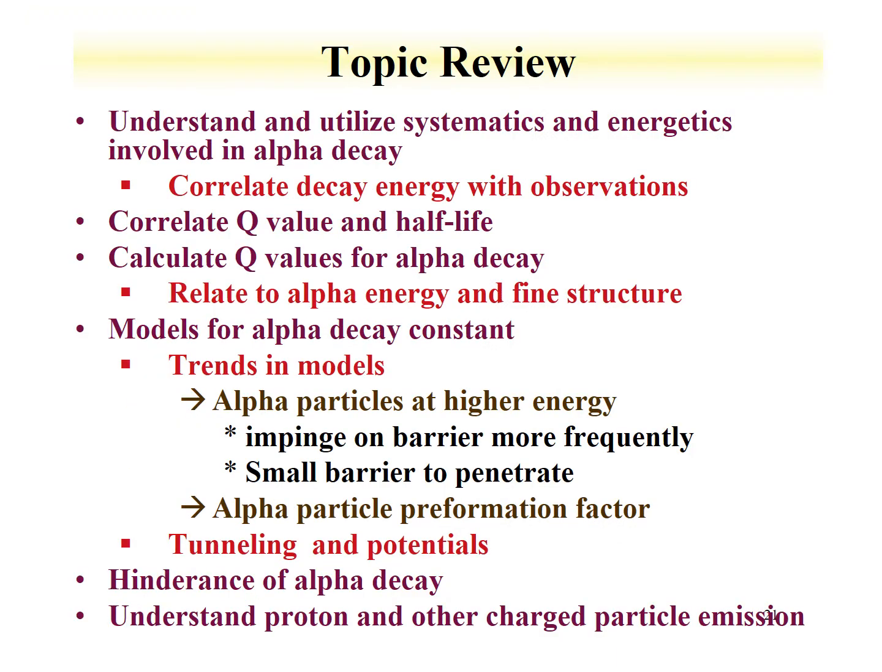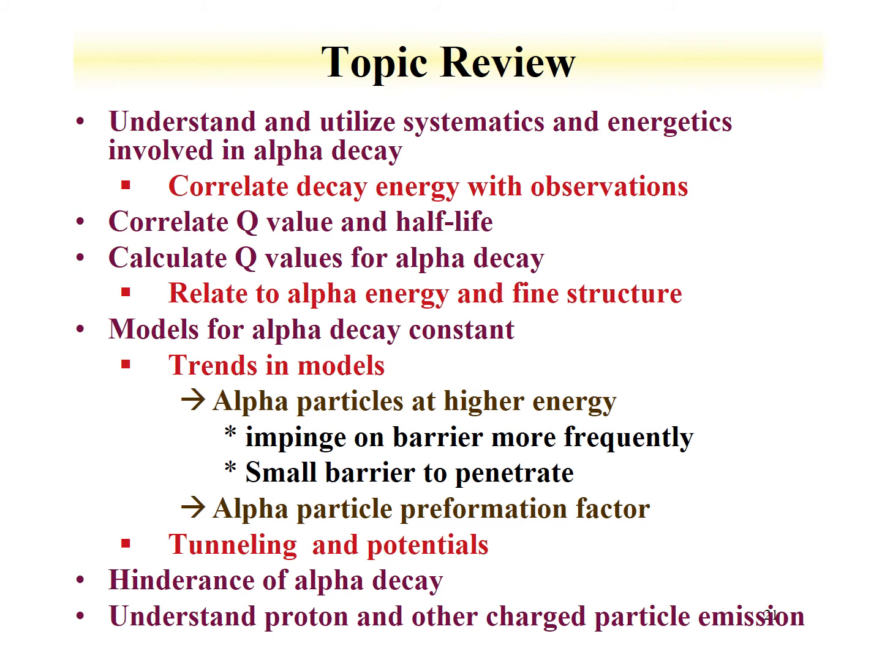In this lecture, we reviewed alpha decay, and we explored the systematics between energetics and alpha decay. The key of trying to understand alpha decay and some properties of the nucleus is really correlating energy decay with observations. Some of the things that were observed that we discussed was the correlation between half-life and Q value. Those decays that have a higher Q value, higher energy, tend to have a shorter half-life. And then we demonstrated how we could calculate Q value for alpha decay.